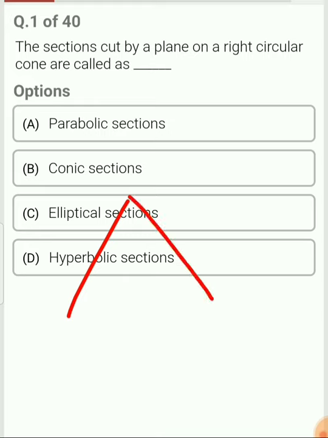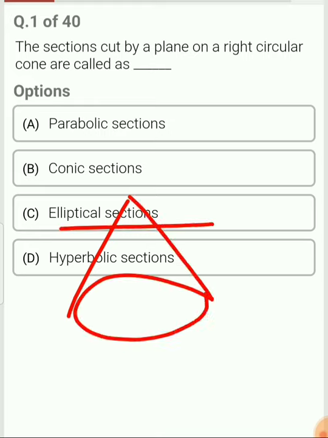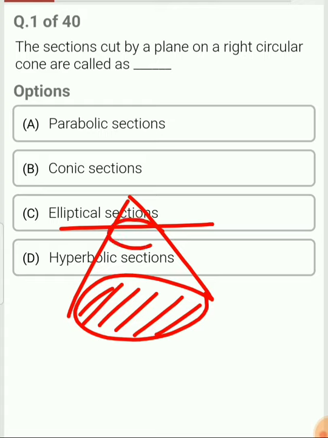So suppose if we have a cone and if we cut the cone parallel to the base. Parallel to the base means parallel to the base which is circular. So the shape which you will get over here will be a circle. Okay, so the shape which you will get over here is the circle.